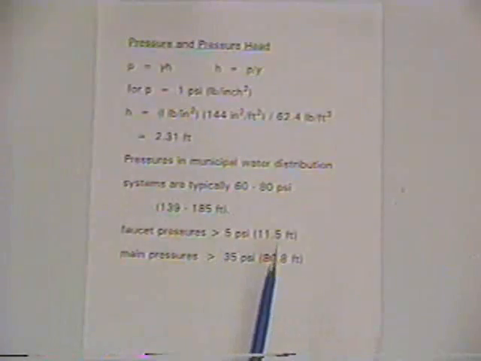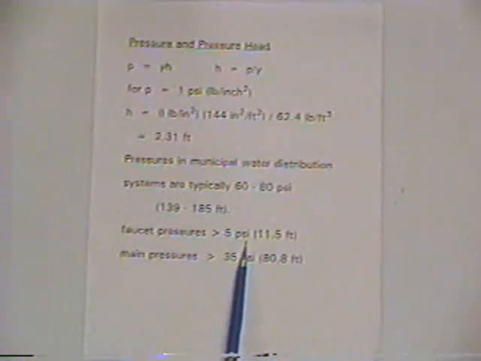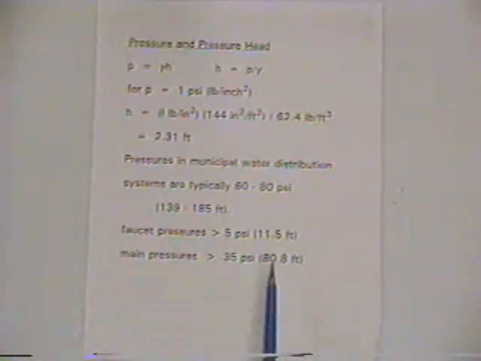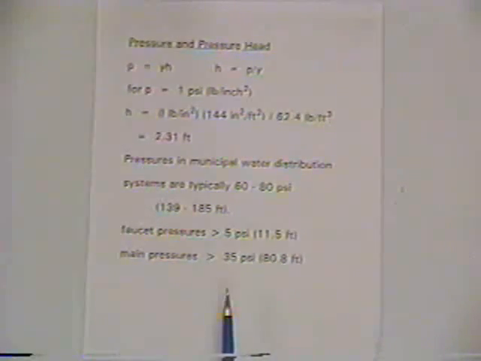And so faucet pressures at your house, you'd typically like to be above 5 psi, which is about 11.5 feet of head. And so you'd like to, at your home, be able to think that you could hook up a garden hose to your faucet outside and hold the garden hose 11.5 feet or more above the ground and still have water flowing out of it, if you meet the criteria that most cities have. And in the water mains, about 80.8 feet of head. So that's just to think intuitively as far as pressures and heads in a pressure conduit system.